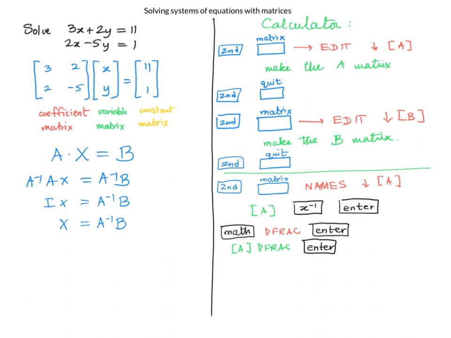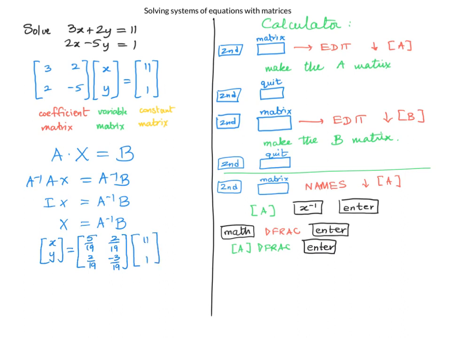So the X matrix is just x, y. The A inverse matrix is the one we just found, which is 5/19, 2/19, 2/19, -3/19. And of course the B matrix is 11, 1.